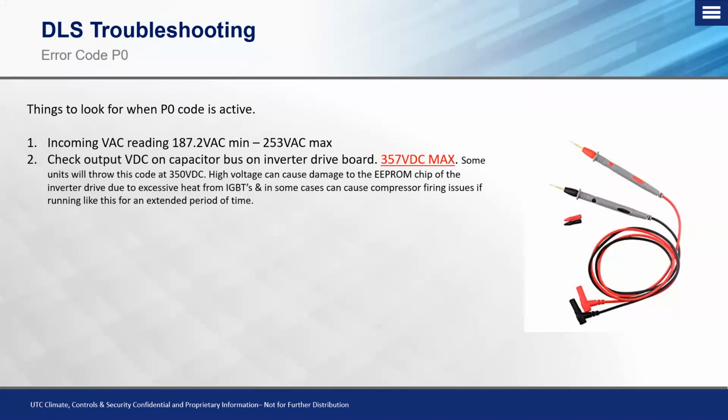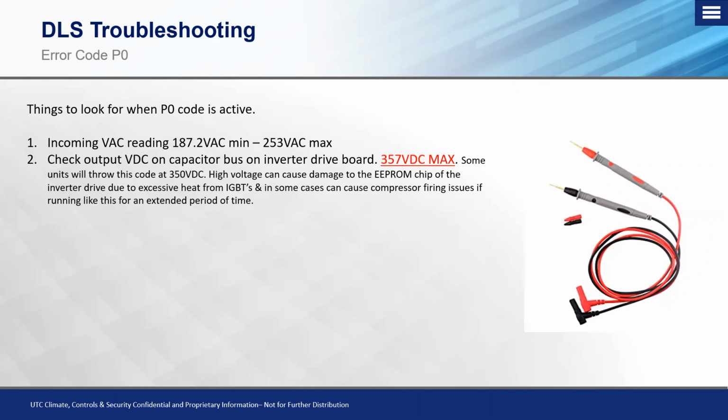Okay, highlighted in red, 357 volts DC is the absolute maximum that we have. If we go over that, the unit will throw a P0 code, which is the IPM malfunction protection. Some of the units, of course, depend on the model for their maximum voltage, nothing to exceed 357. Some of these will throw this code at 350 volts DC.